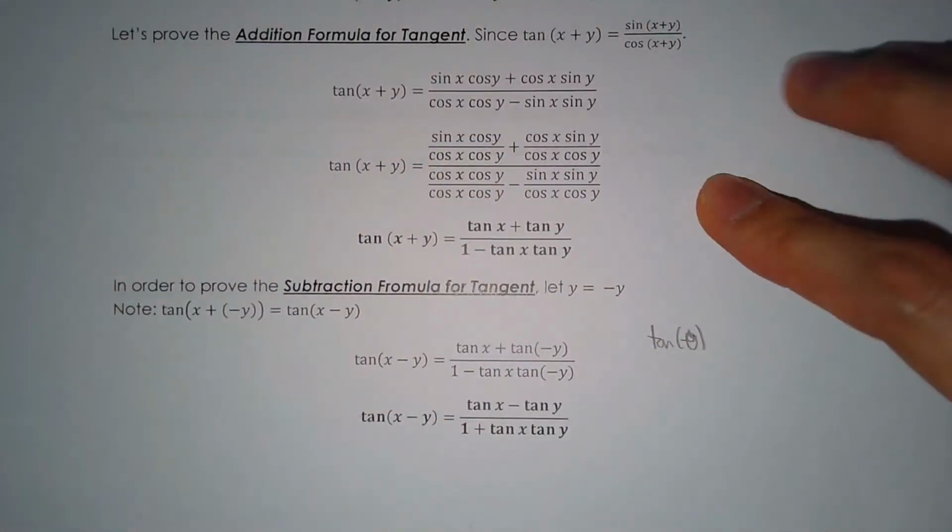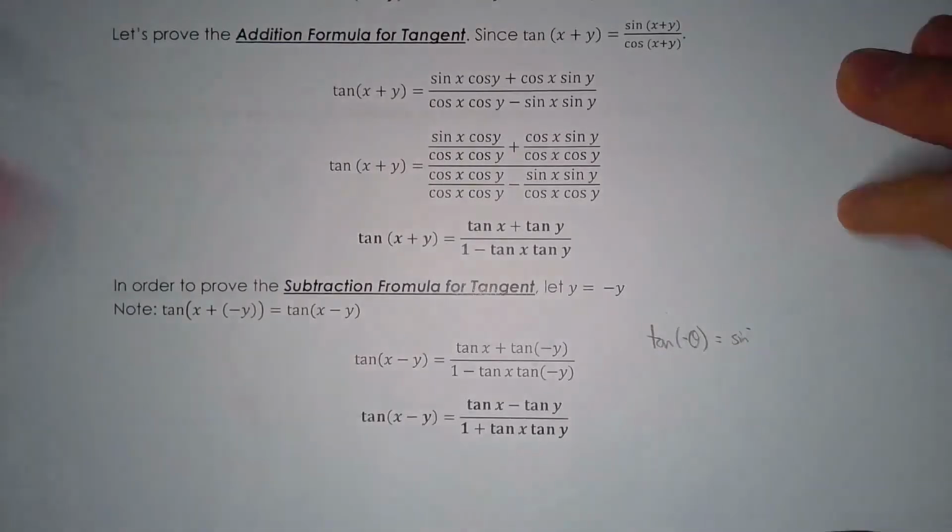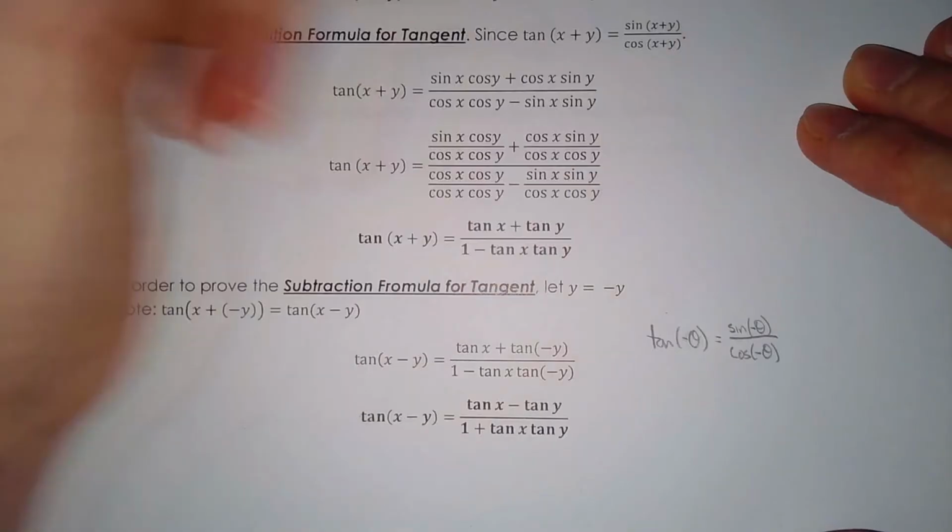Okay, that's not very pretty. Let's try again. Tan of negative theta is equal to sine of negative theta over cos of negative theta.